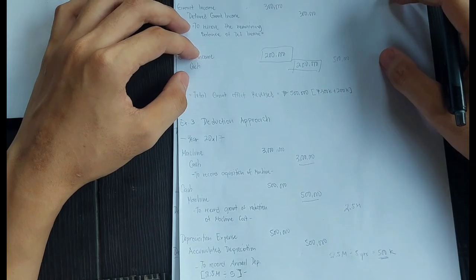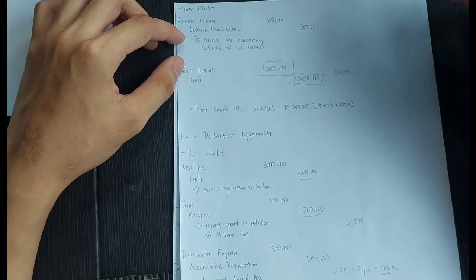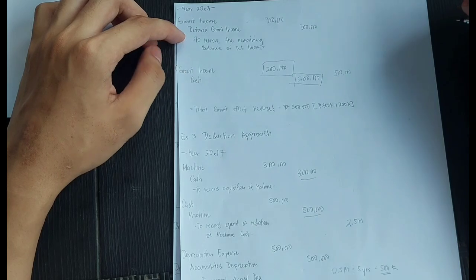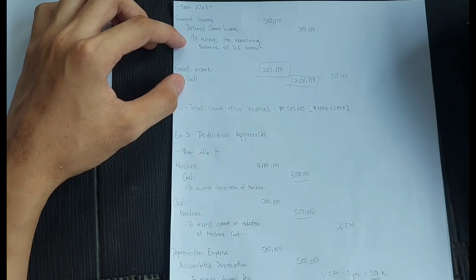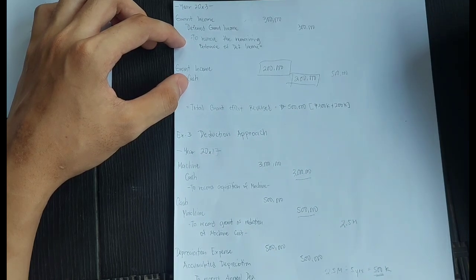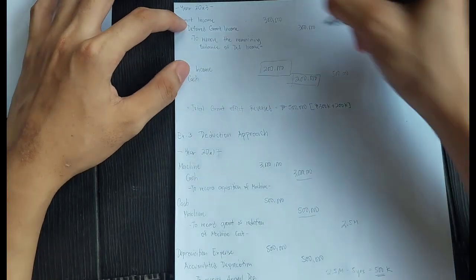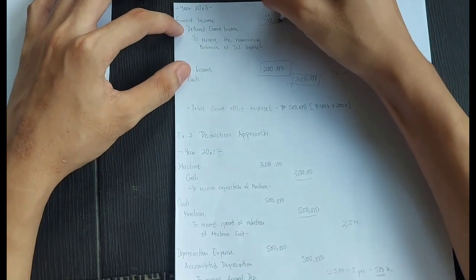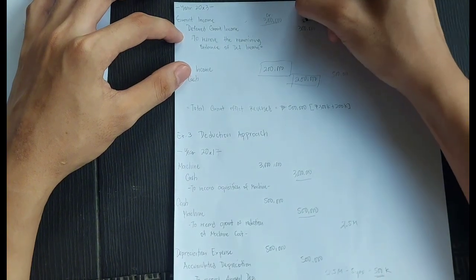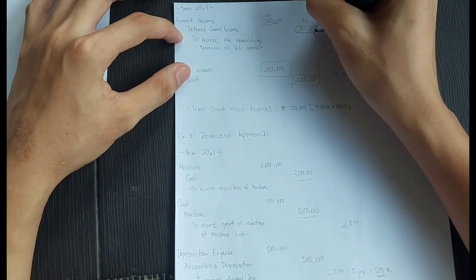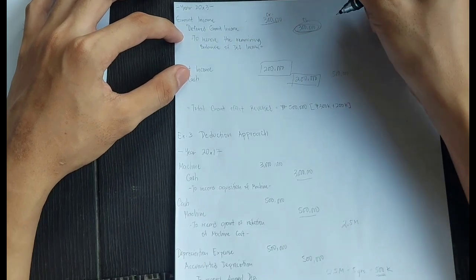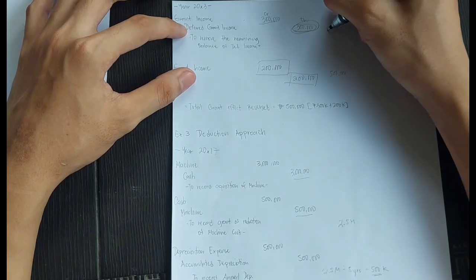So for the year 20x3, we just recorded here the removal of the remaining balance of the deferred grant income. So we credited grant income and debited the deferred grant income. The 300,000 is the remaining balance of our deferred grant income.